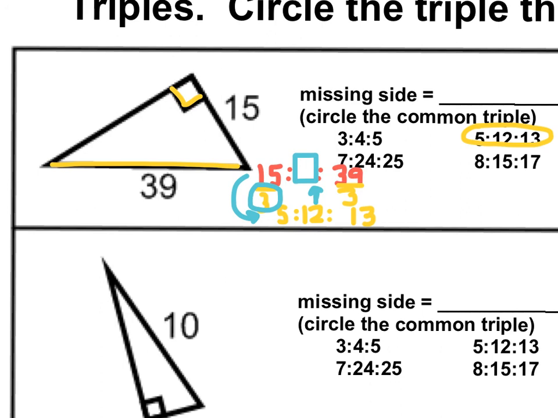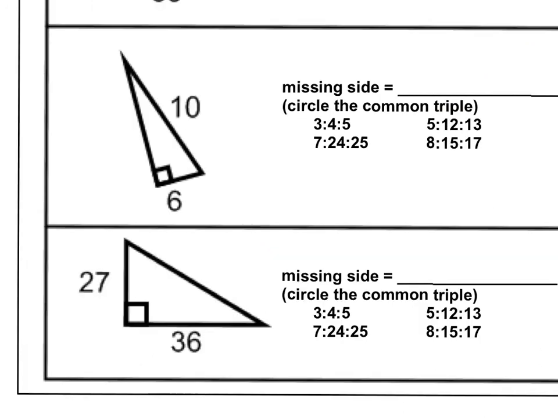Because the missing side is not 12. Well, we're going to do the opposite. If we multiply by a scale factor of 3, you can see we end up with our 15, which is what we started with. 12 times 3 is 36, and 13 times 3 is 39. So 36 is our missing side. On to our next example.